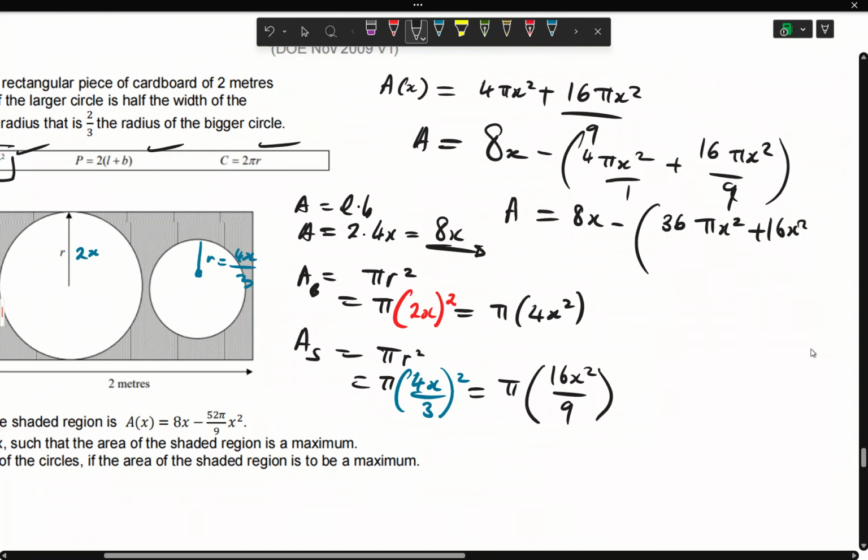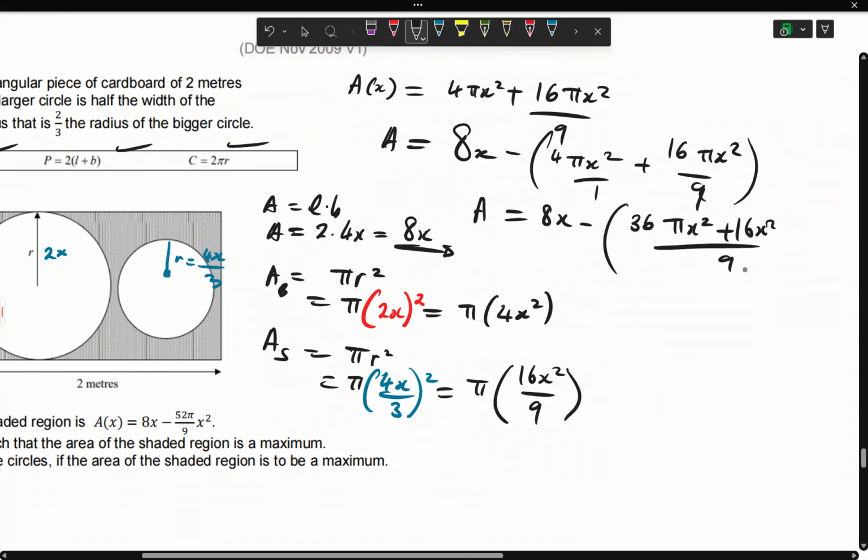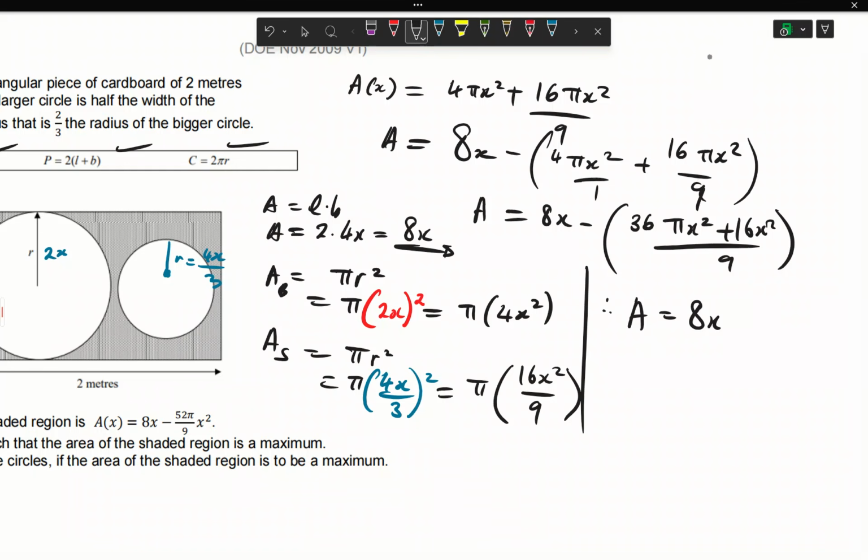You're not seeing what I was writing there, right? So therefore now the area of the, we have the 8x. So let's see, 36 and then 16. This is going to give you 52. So you're left with the negative 52 pi x squared over 9. Oh, I left the pi.